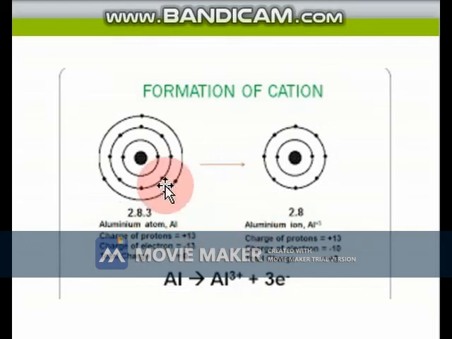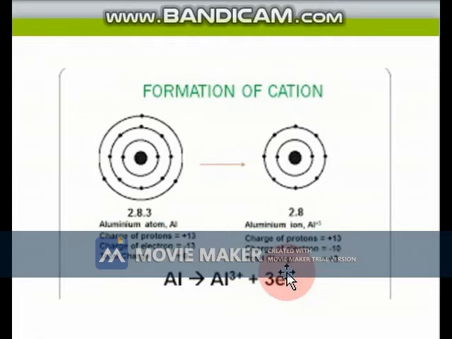However, those 3 electrons are not lost from existence. They still belong to the aluminium atom. So you can see here now the charge. By virtue of that, aluminium will lose 3 electrons. So here when we have a neutral atom, plus 13 minus 13 equals 0. So that makes the charge 0.